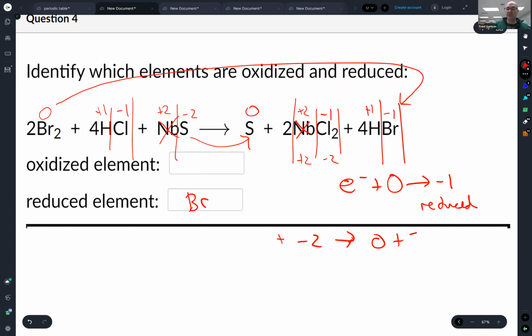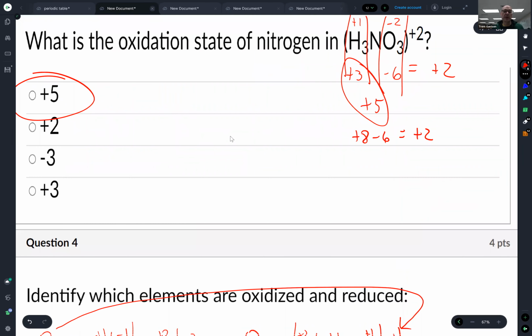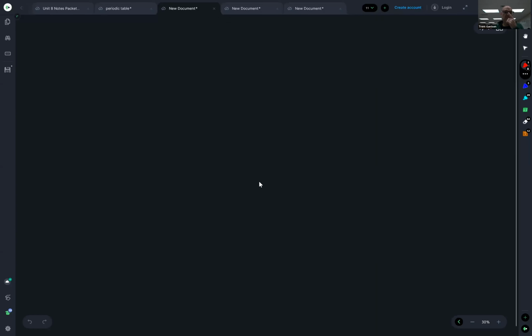This means that it is losing 2 electrons. In that process of losing electrons, that means that it is going to be the oxidized material. So the sulfur is what is oxidized. Okay, so that takes care of questions 3, 4.